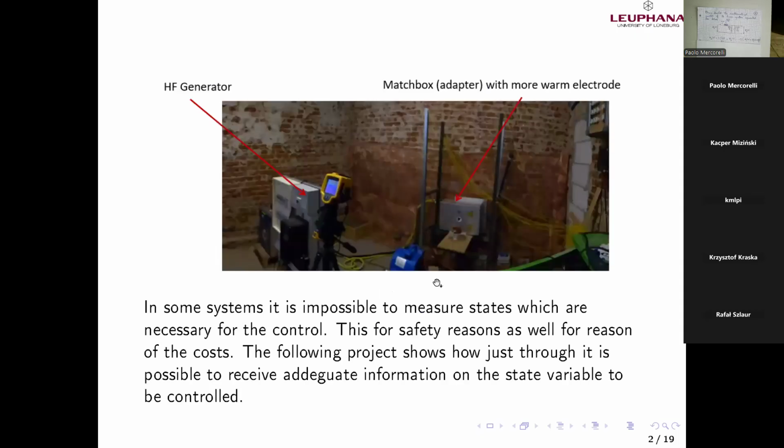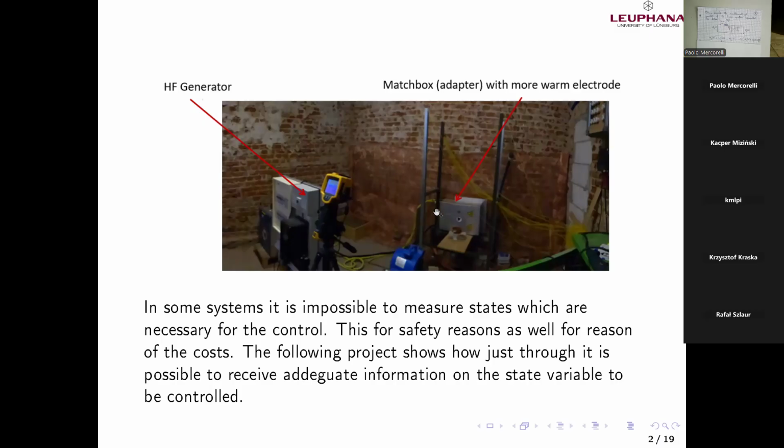Look at this picture here. It's not so nice to see, but we can see a room, a humid room. Now I clarify why the word desiccator can somehow be justified by this humid room. We have two elements here. We can see a high frequency generator. Believe me, even though it's not clear what this is. And then here close by, we have a matchbox, an adapter.